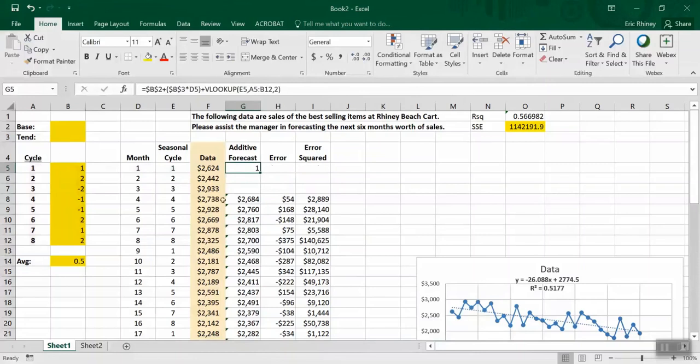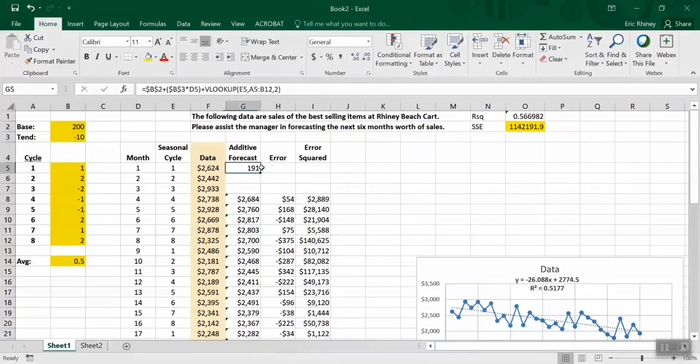All right, so you can see now that because we don't have anything in the base or the trend, this is only picking up a 1. But if I were to put in a base here of 200, we would see it would change to 201. If I were to put in, let's say, negative 10 here, then you could see that this is changing. So my formula is working correctly.